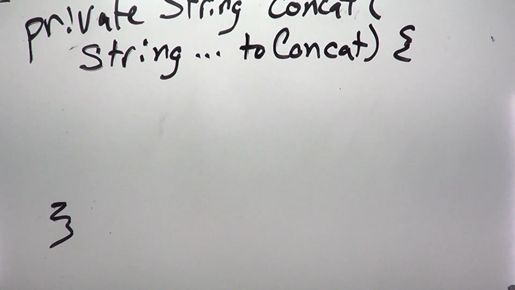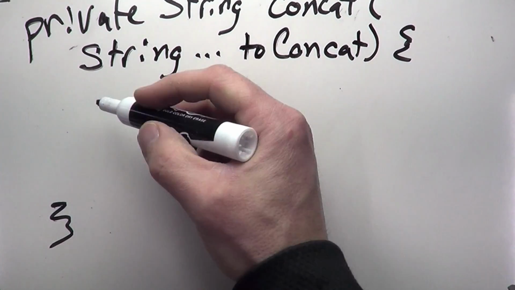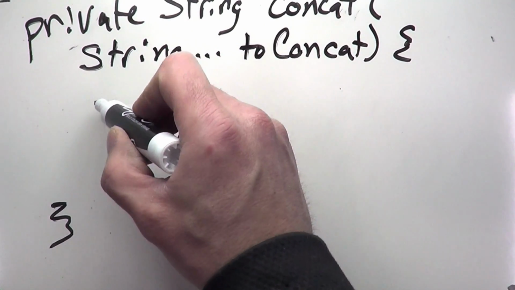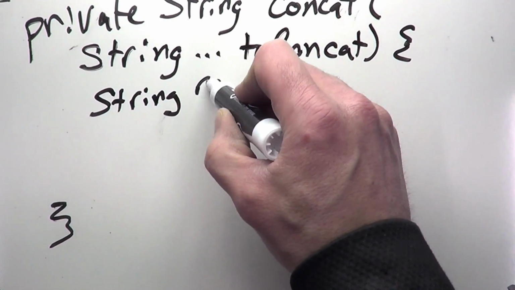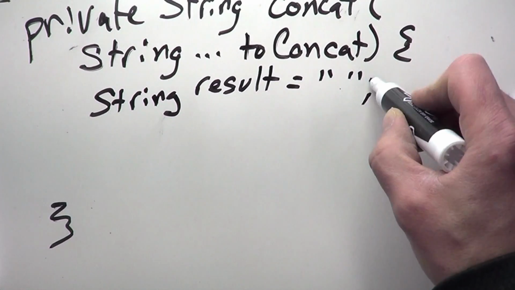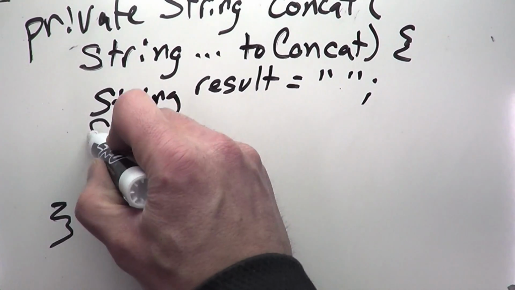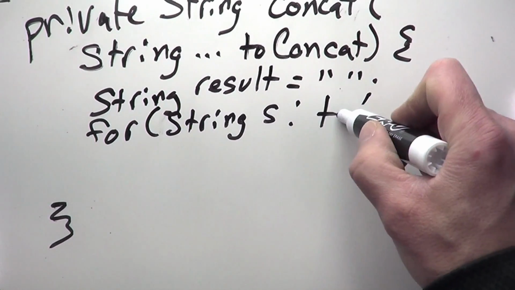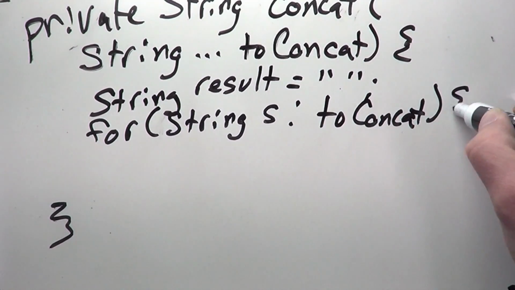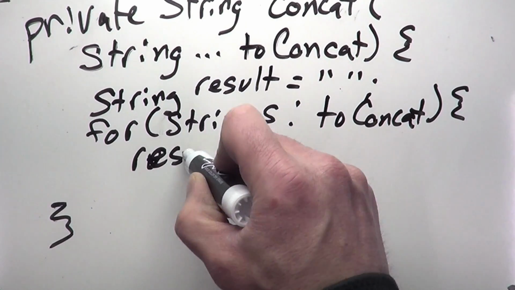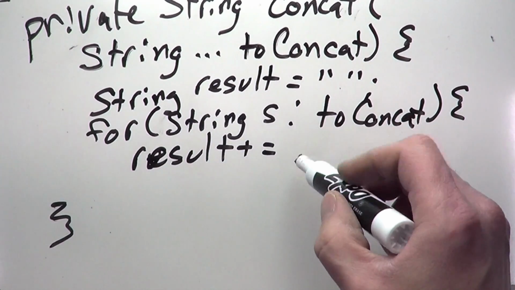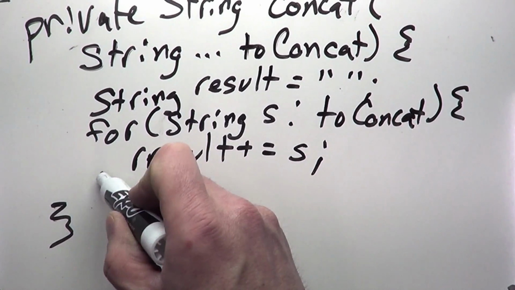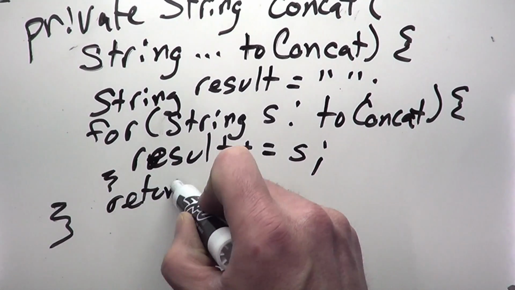Okay, and so here you have any number of ways that you can put these guys together. One simple way is to just start with an empty string, call it result equals blank, and then just do a for each loop over the toConcat. Just do result plus equals s, and then return result.